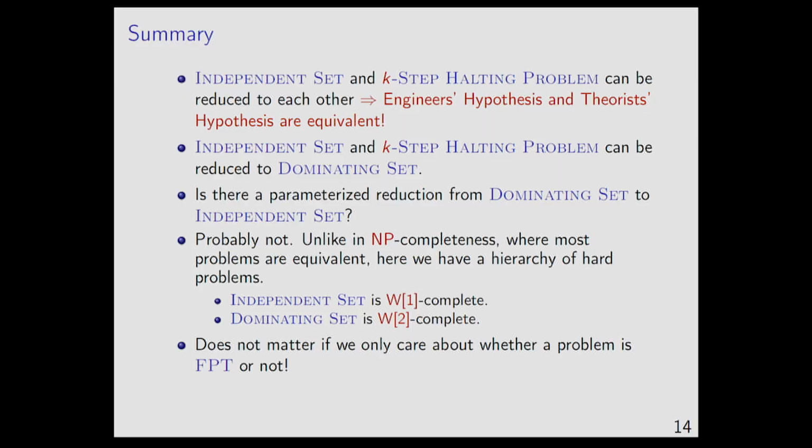Probably not. Unlike in NP-completeness, where most problems are equivalent, in the parameterized complexity world we have a hierarchy of problems. Independent set is known to be W[1]-complete. Dominating set is known to be W[2]-complete. If you don't care about whether the problem is FPT or not, whether it is W[1]-hard or W[2]-hard or W[3]-hard absolutely doesn't matter, right?